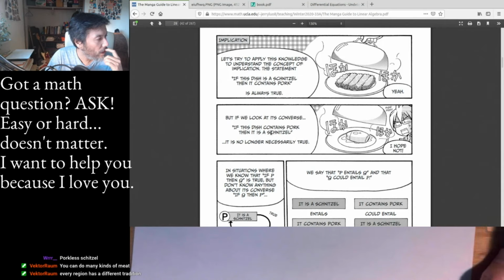But if we look at its converse, if this dish contains pork, then it is a schnitzel. It is no longer necessarily true.